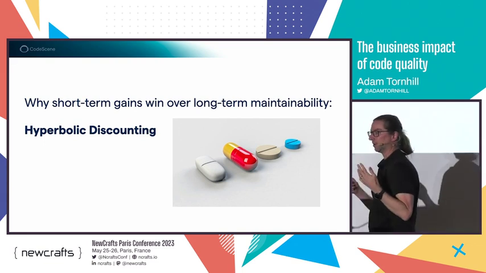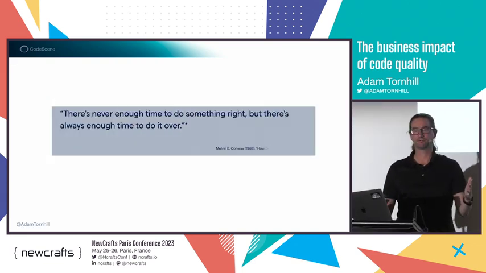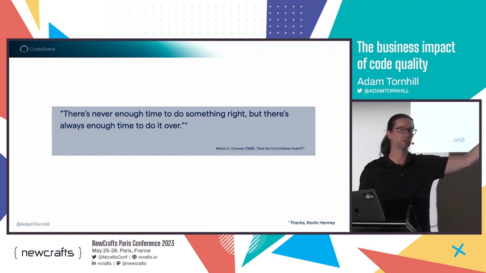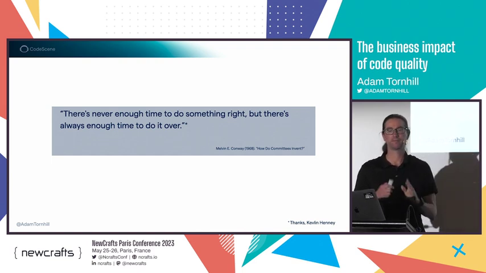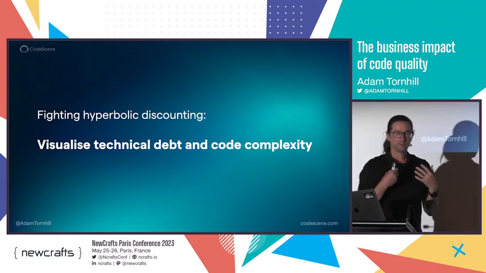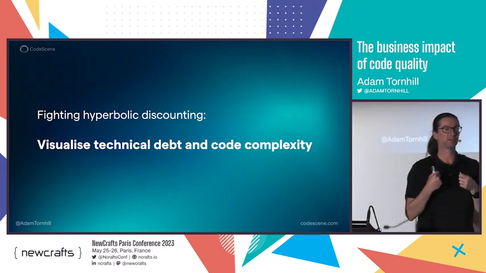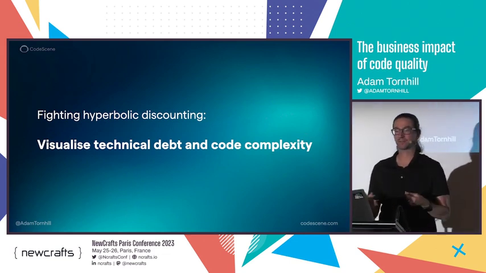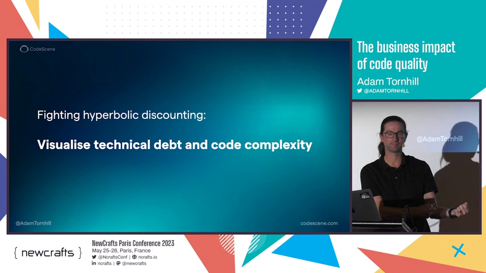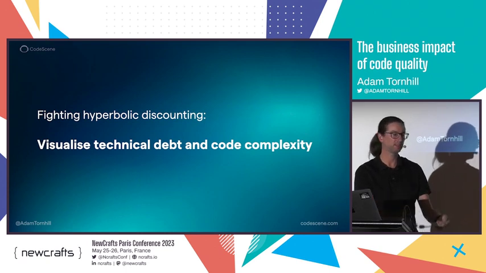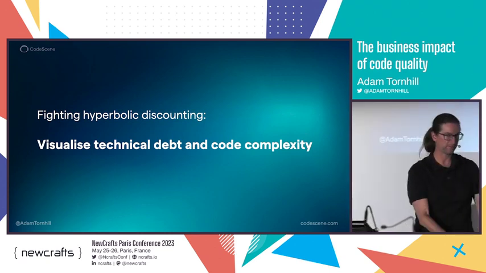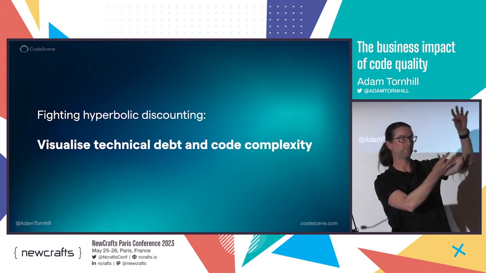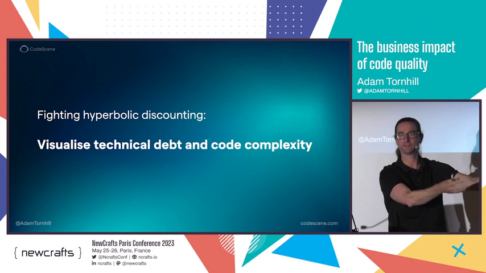So, in the words of Mel Conway, somehow in software, there's never enough time to do something right, but there's always enough time to do it over and over and over again. So, how can we fight hyperbolic discounting in software? I think the main challenge we have in front of us is that code is a very abstract thing, right? Code lacks visibility. And that simply means we cannot really take a piece of code. We cannot take a large software system and pull it up and turn it around, inspect it for flaws or technical debt, right? We lack that level of visibility.